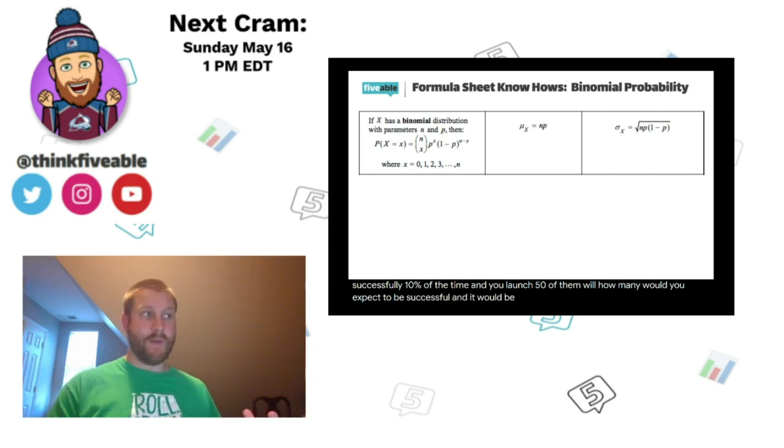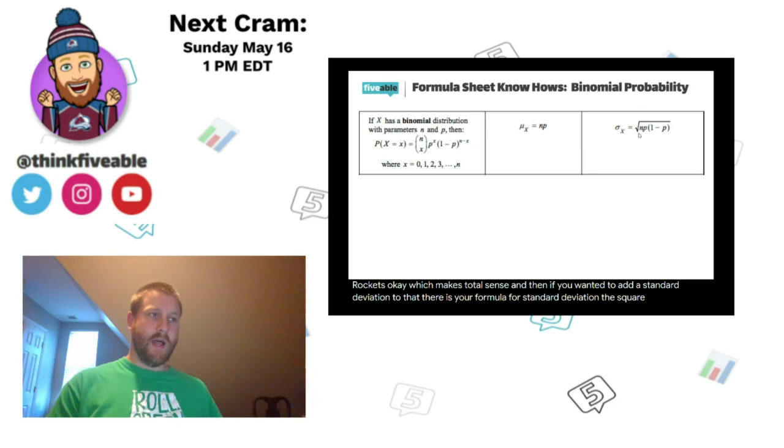And it would be, here's your formula, n times p. 10 rockets times a 50% chance, times 0.5, you would expect 5 of the 10 rockets, which makes total sense. And then if you wanted to add a standard deviation to that, there is your formula for standard deviation, the square root of n times p times 1 minus p. So that is when you have a random variable X that is binomial.